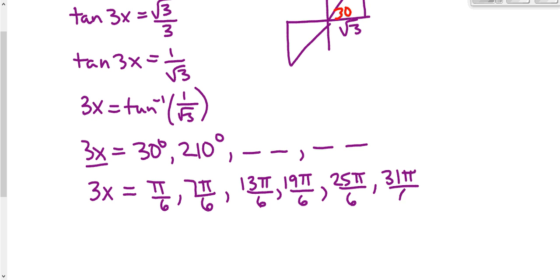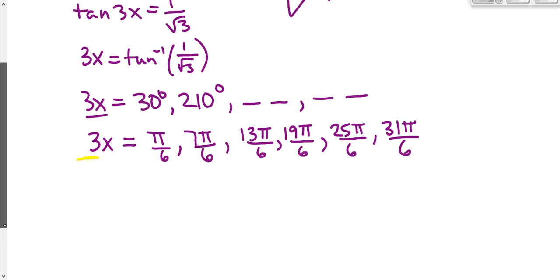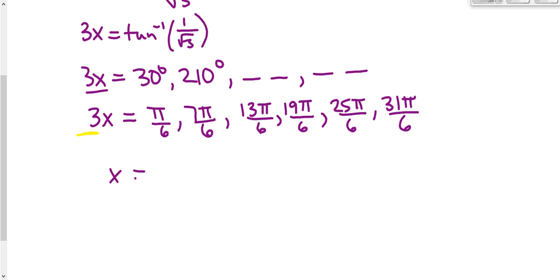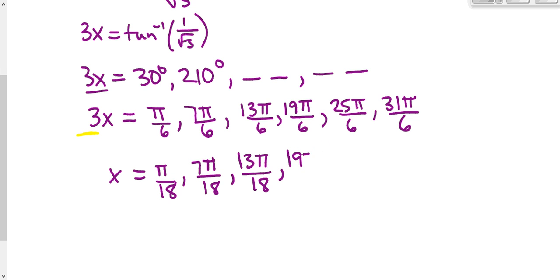And then finally, what we want to do is divide all of our answers by 3 to get x by itself. So we end up with x equals pi over 18, 7 pi over 18, 13 pi over 18, 19 pi over 18, 25 pi over 18, and 31 pi over 18.